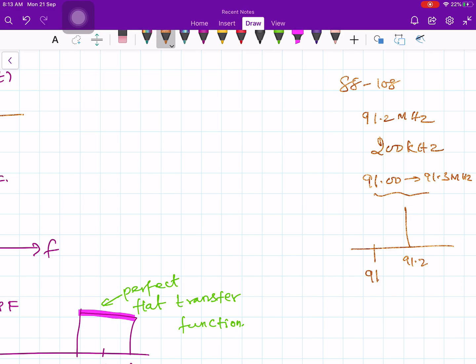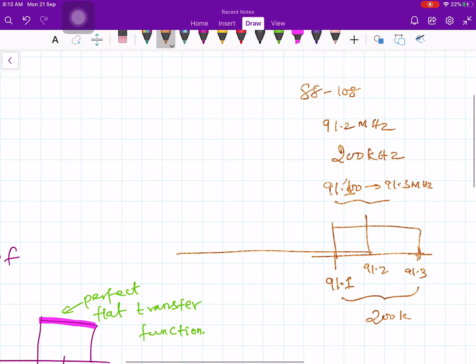So let's say 91.1, and this one is 91.3. Therefore, the total bandwidth is 200 kilohertz. So you should have a band pass filter from 91.1 megahertz to 91.3 megahertz at the receiver. Otherwise, what will happen? The receiver will pick up the neighboring channel also.